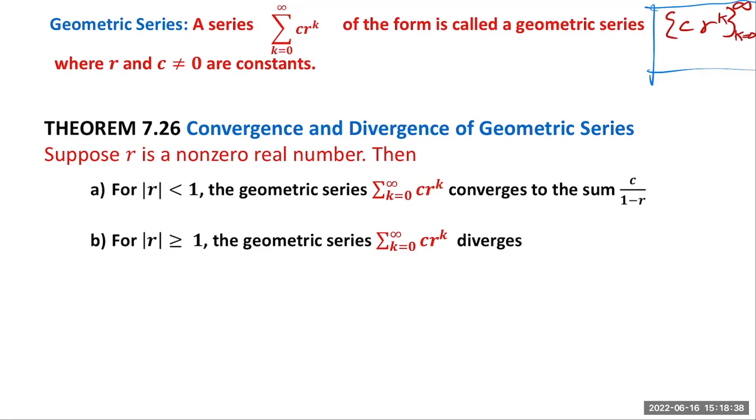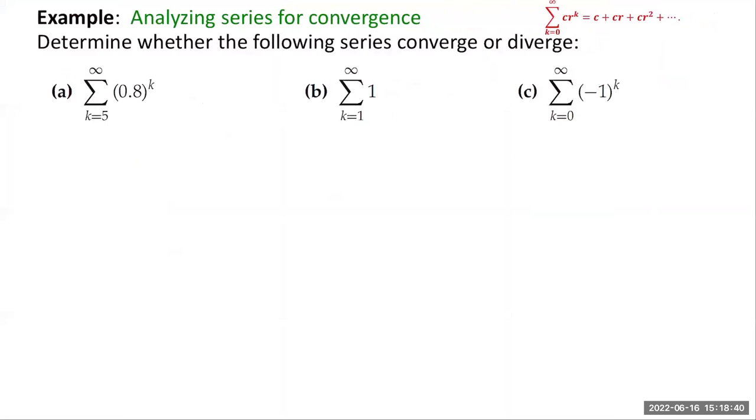Okay, let's go over some examples to understand this theorem better. Here is the example that I want to walk you over. Determine whether the following series converge or diverge. First of all, this is the form of a geometric series: sigma k goes from 1 to infinity, C times R to the power k means C plus CR plus CR squared plus dot dot dot.